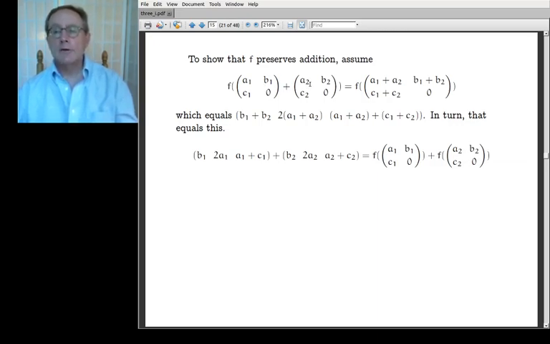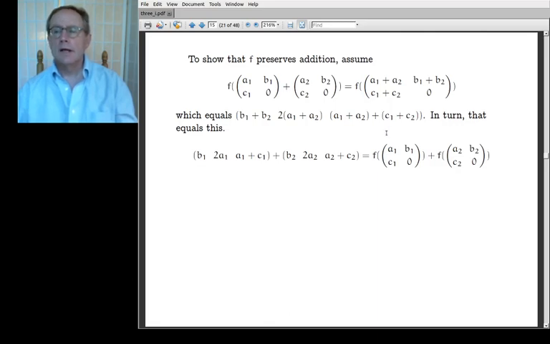So how do you add two matrices? We know, of course, that you add the components. So this is f of that sum. So this is f of a single thing. What does f do? F takes the upper right and puts it first. F takes the upper left, doubles it, puts it second. And then f adds upper left plus lower left and puts it third.